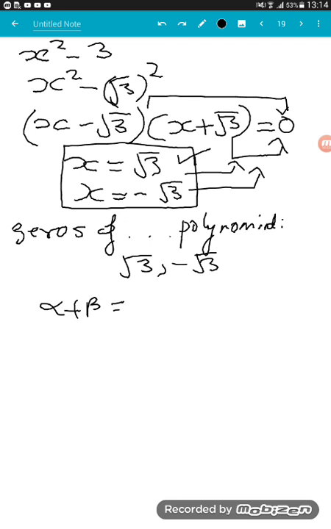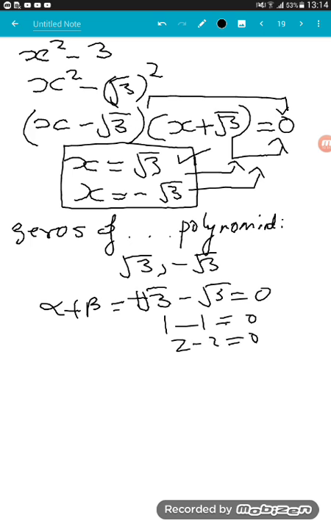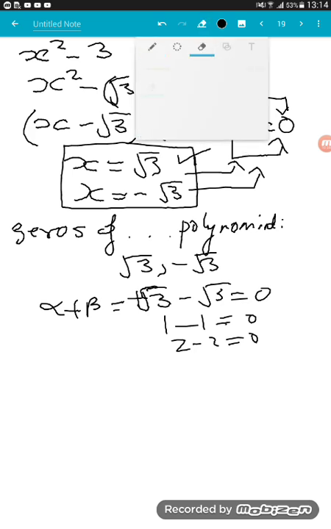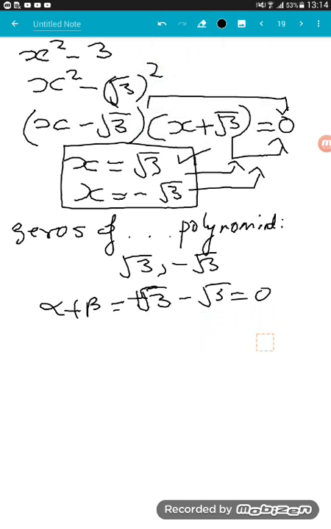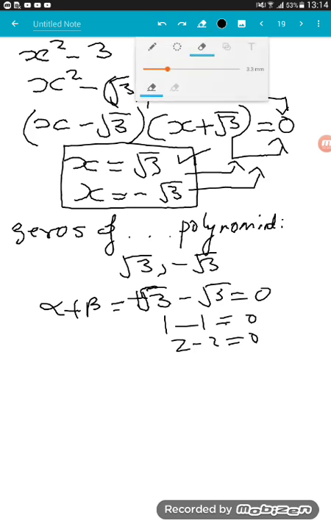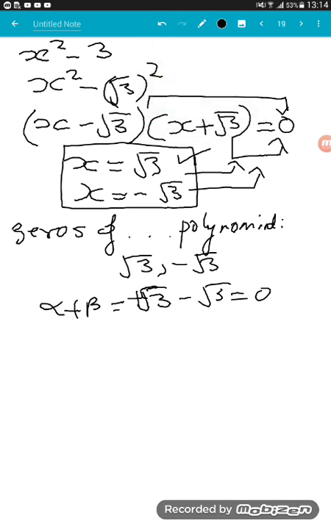Now the second part is also the same. So alpha plus beta is nothing but plus root 3 minus root 3, which is nothing but 0. Just as 1 minus 1 equals 0 and 2 minus 2 equals 0, in the same way root 3 minus root 3 is nothing but 0. And now minus b by a.